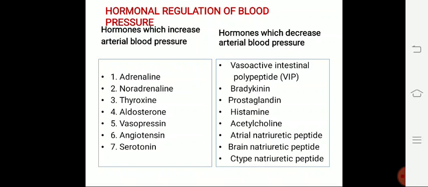The hormones which decrease the arterial blood pressure are vasoactive intestinal polypeptide, bradykinin, prostaglandins, histamine, acetylcholine, atrial natriuretic peptide, brain natriuretic peptide, C-type natriuretic peptide. So these are the hormones which increase or decrease the blood pressure.